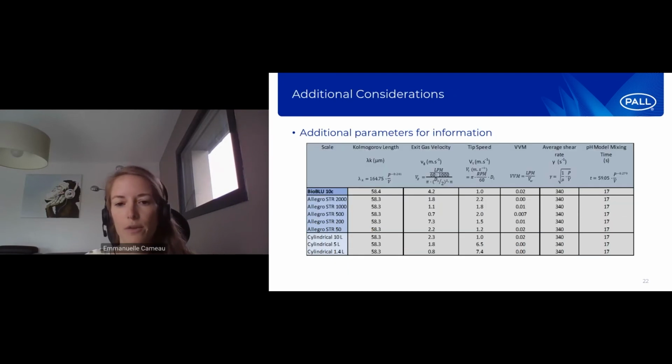Some additional considerations that might need to be taken into account are other variables such as the Kolmogorov length or the tip speed, but these are normally accessories, and we tend to have very good results with our approach around power input and gas velocity.